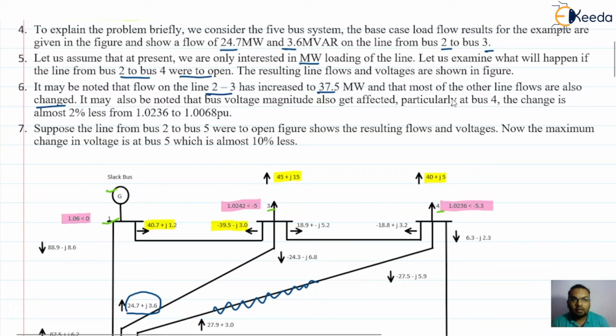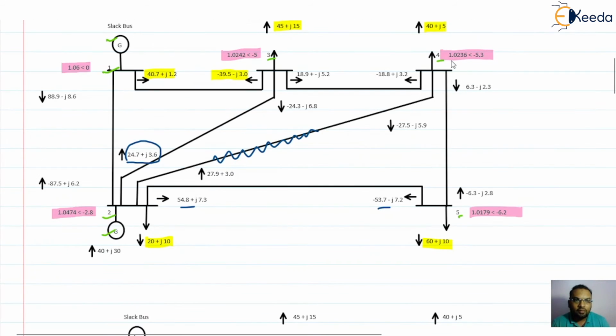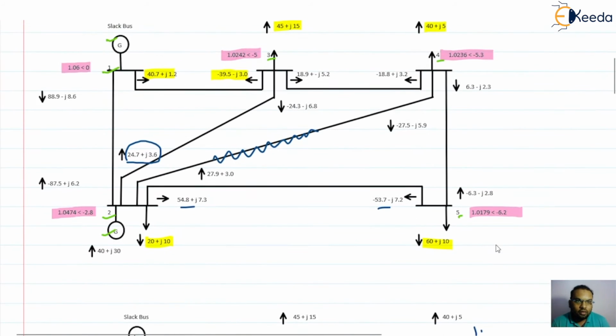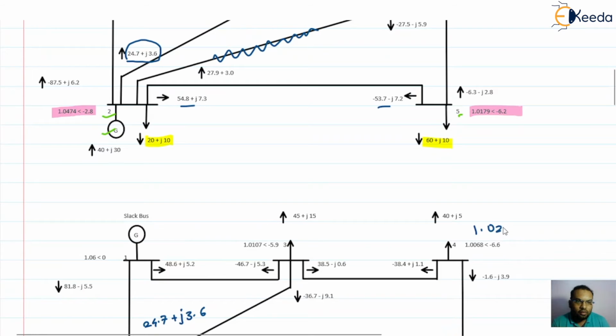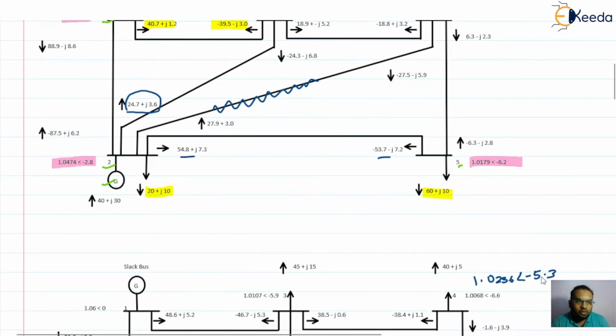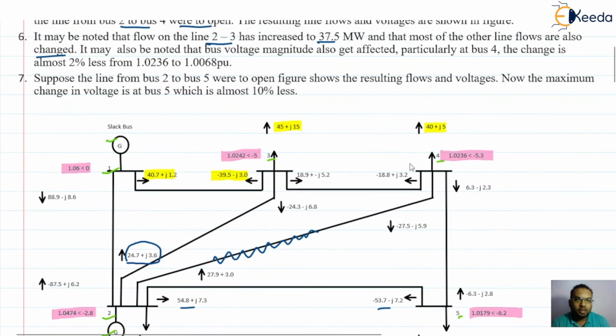We can see that the loading has changed, and the voltage will also change, particularly at bus 4. Let us see what the value is here. It was 1.0236 at an angle of minus 5.3. Now it has changed to 1.0068. So there is almost a 2% change in the voltage at bus number 4.